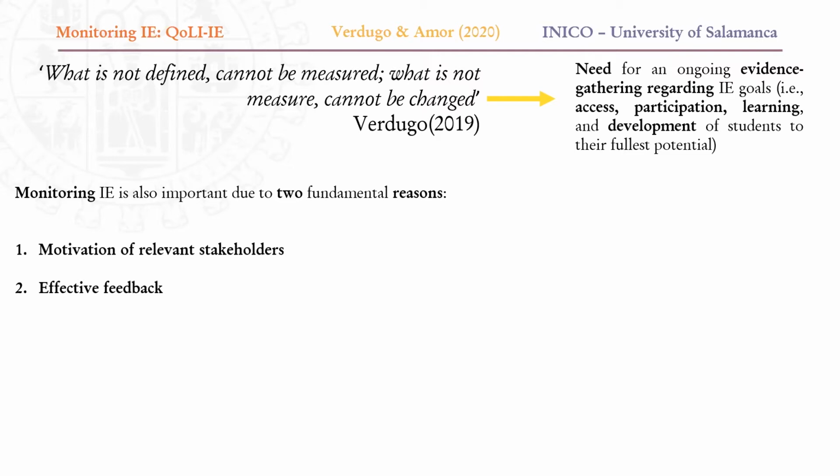Before moving on to understand how to monitor inclusive education and present the example of the Index for Inclusion, it is necessary to clarify what we mean when we say that inclusive education must be monitored. The assessment of inclusive education does not have to be understood in terms of success or failure. Inclusive education is a process and therefore has no end.